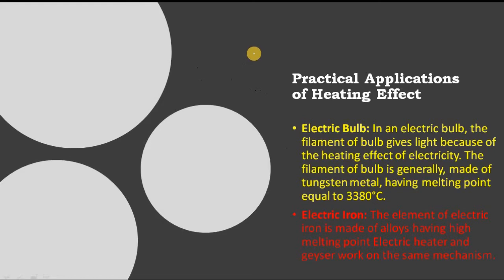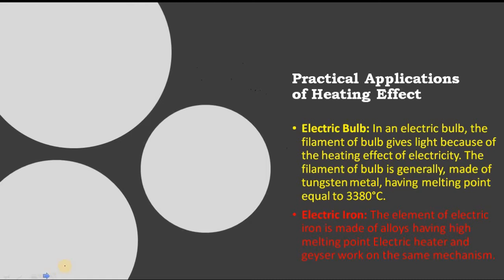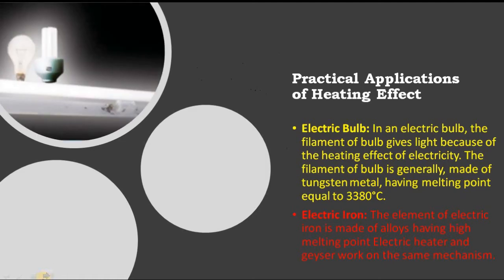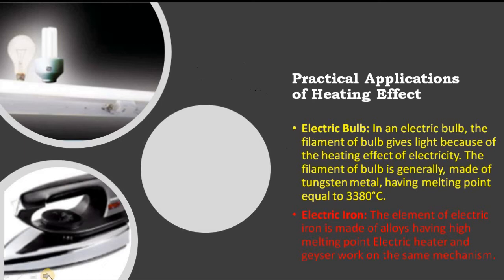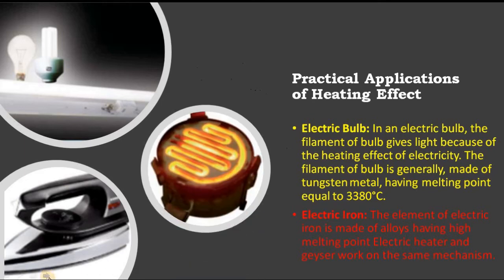Now we talk about practical applications of heating effect. The practical applications of heating effect are the appliances we use in our day-to-day life, where electrical energy changes into heat energy. Here we can see the electric bulb, CFL, tube light or fluorescent tube, secondly the electric iron, and third the electric heater. These are all devices, and there are many more, but here we have taken only these three.